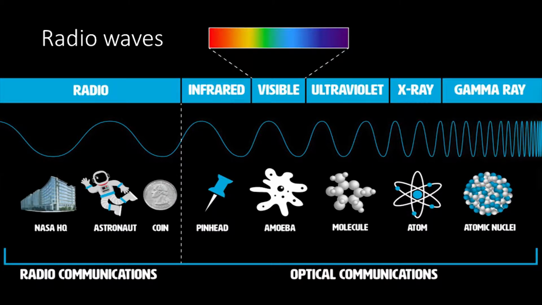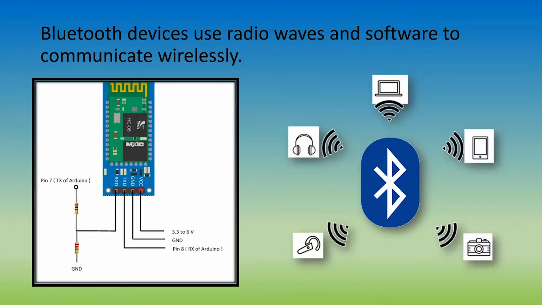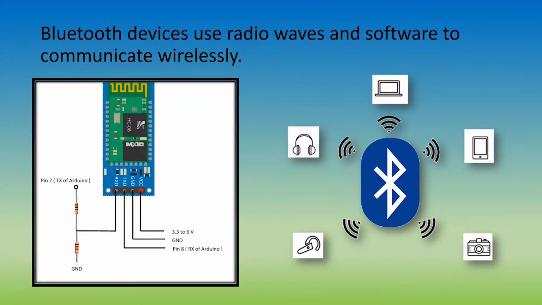Radio waves are one type of light on the electromagnetic spectrum. They have the longest wavelength and smallest frequency. The wavelength of a radio wave can be as long as a building and as short as a coin. A Bluetooth device is one example of technology using radio waves. They transmit data via low-power radio waves in order to use as little power as possible and avoid interference with other signals.